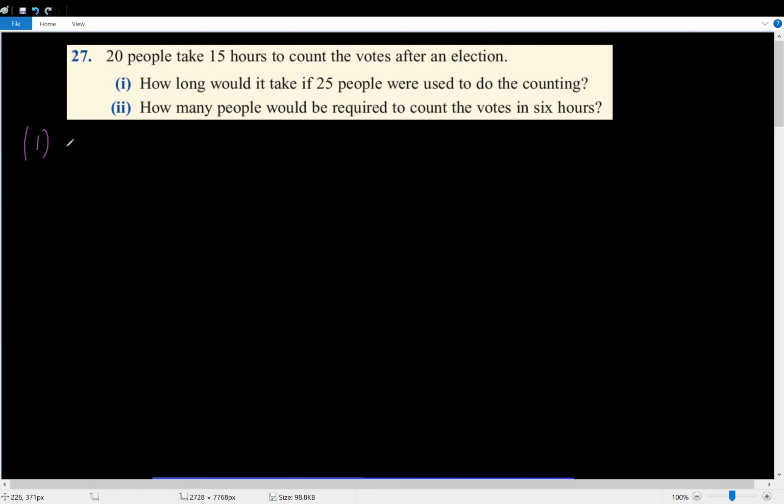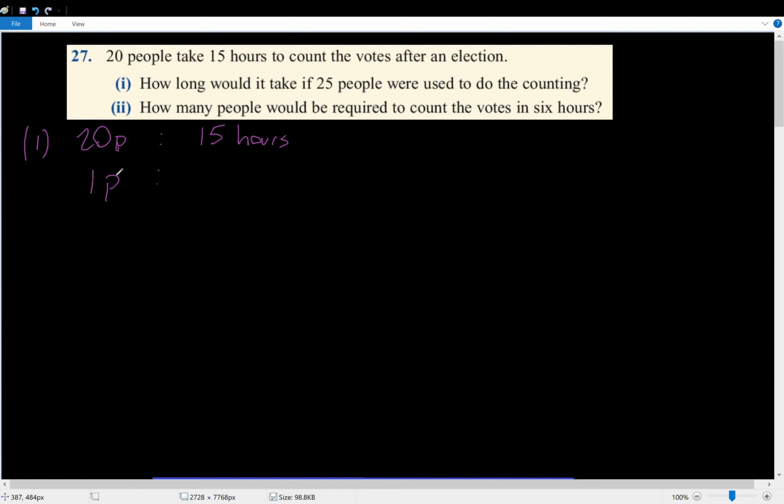So for part 1, we have 20 people taking 15 hours to count the votes. And we are going to find out how long it takes 25 people to count the votes. But first of all, we're going to work out how long it would take for one person to count the votes. So we divide down the number of people by 20 to get to one person.